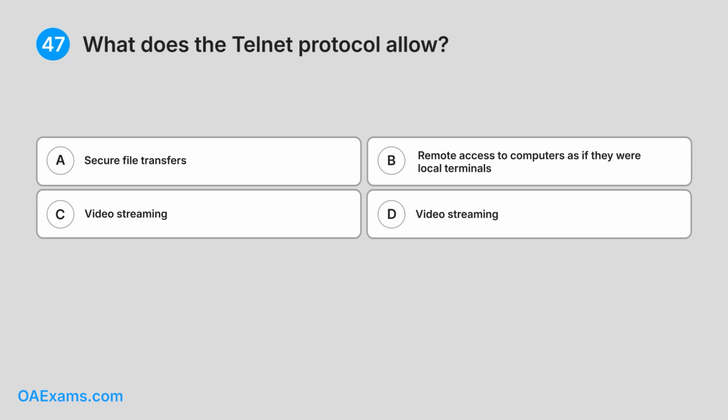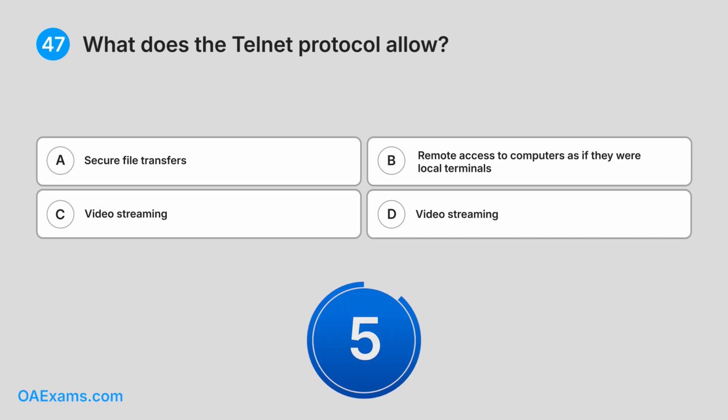47. What does the Telnet protocol allow? A. Secure file transfers. B. Remote access to computers, as if they were local terminals. C. Video streaming. D. Data encryption. Do you know the answer?